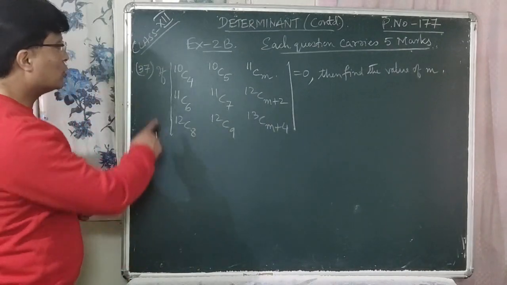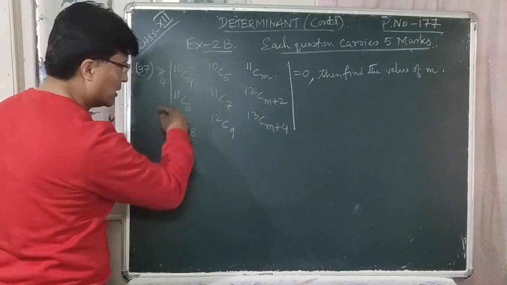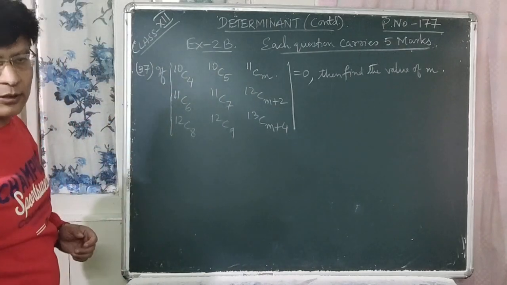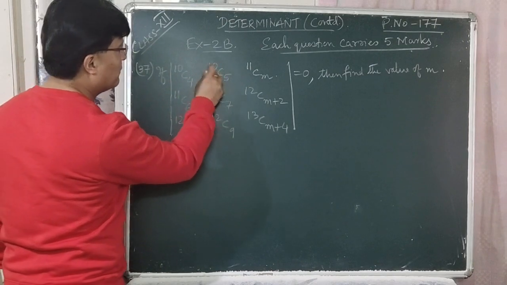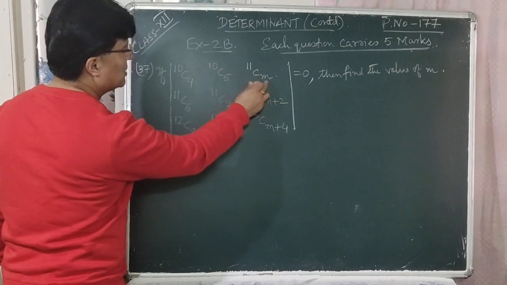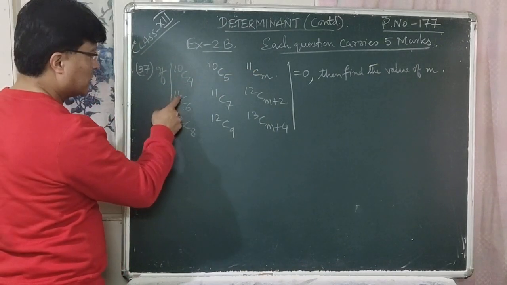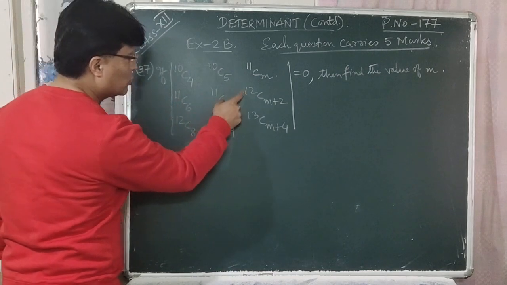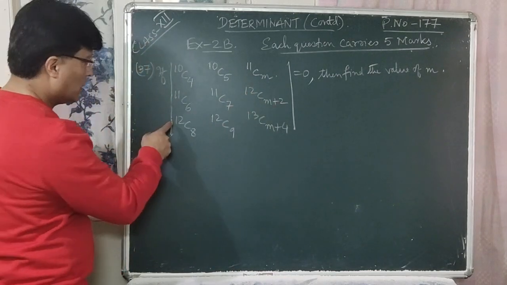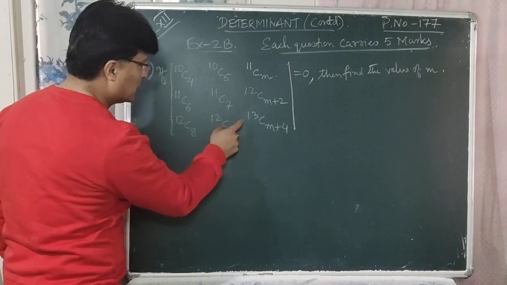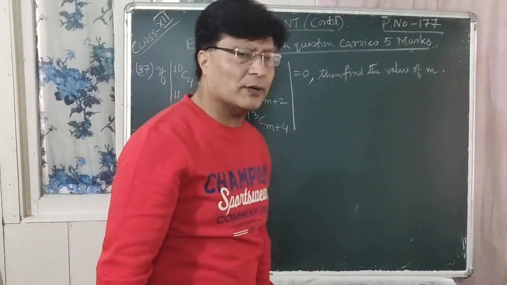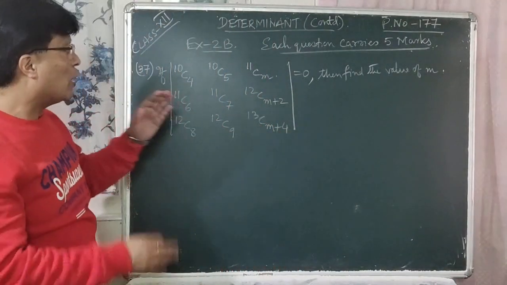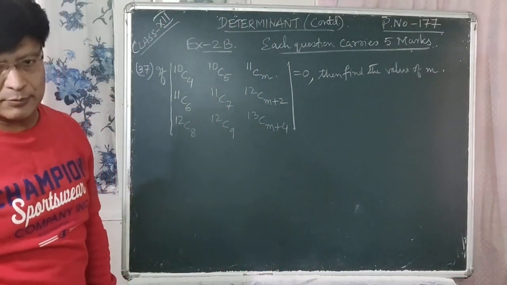Right? So if this determinant, this is also the third order determinant, it is given 10C4, 10C5, 11CM, second row 11C6, 11C7, 12CM plus 2, 12C8, 12C9, 13CM plus 4 is equal to 0. Now in this case you have to find out the value of n. So how will you simplify this determinant?